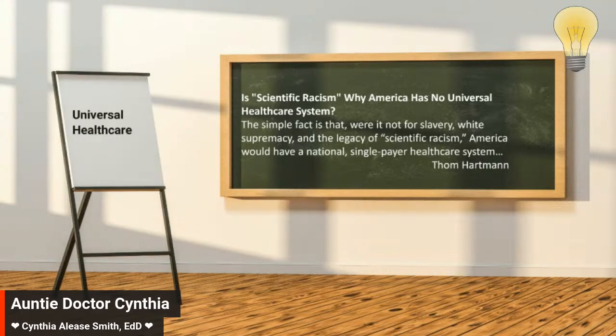So he says, the simple fact is that were it not for slavery, white supremacy, and the legacy of scientific racism, America would have had a national single payer healthcare system in 1915, just 31 years after Germany put into place the modern world's first such program. Get ready, because we're talking about the history.